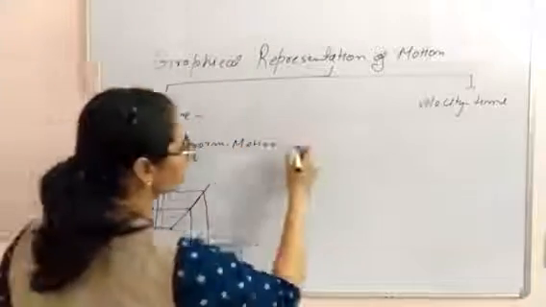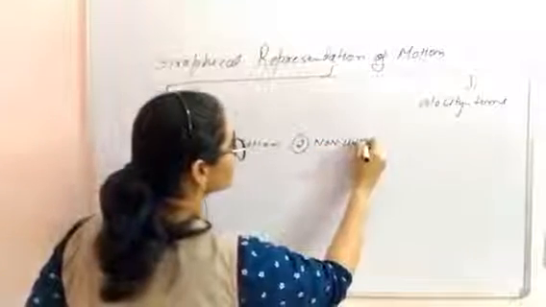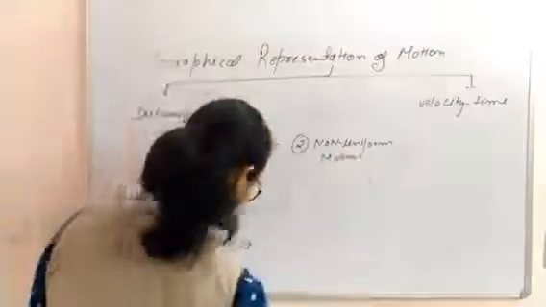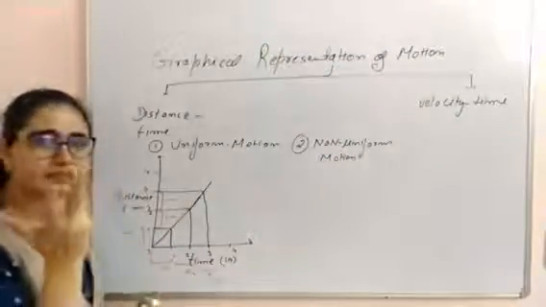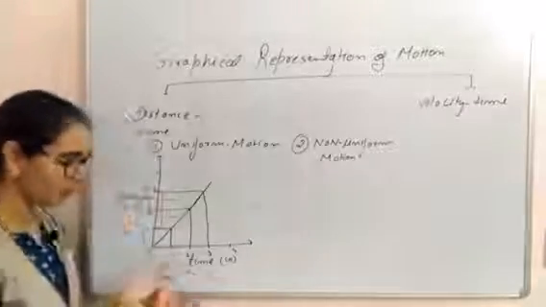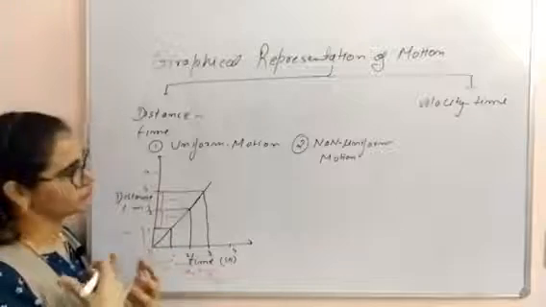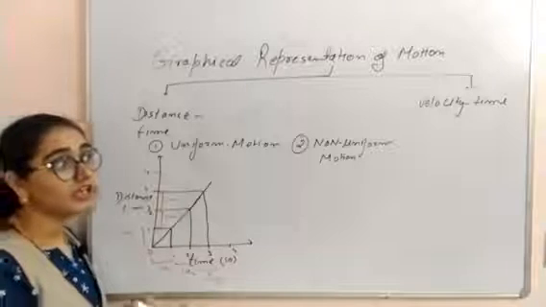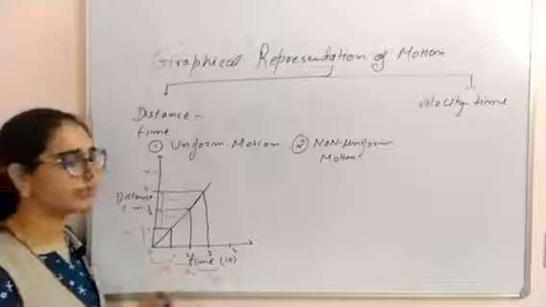There is a second possibility, when we are saying that there is non-uniform motion. If there is non-uniform motion, beta, in that case what will happen? We can give two definitions. Some of you will say, ma'am, it is covering unequal distance in equal intervals of time. That is absolutely correct. Or you can also say that it is covering equal distance in unequal intervals of time. That is also correct. Okay.